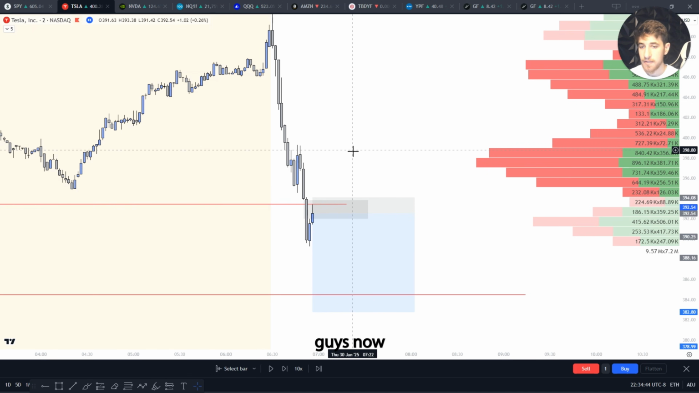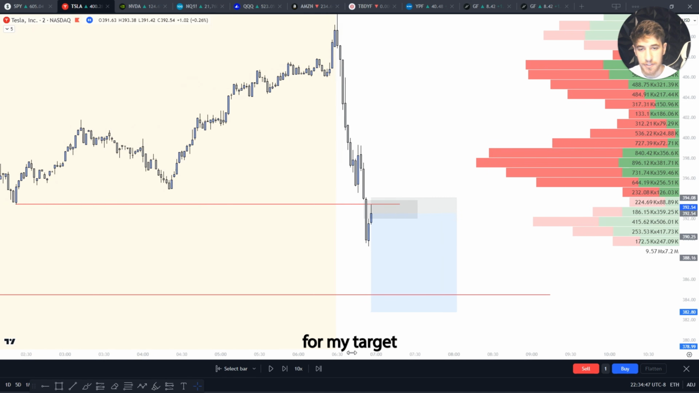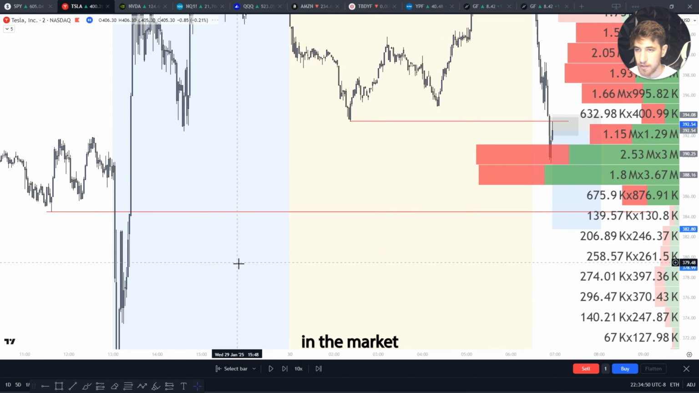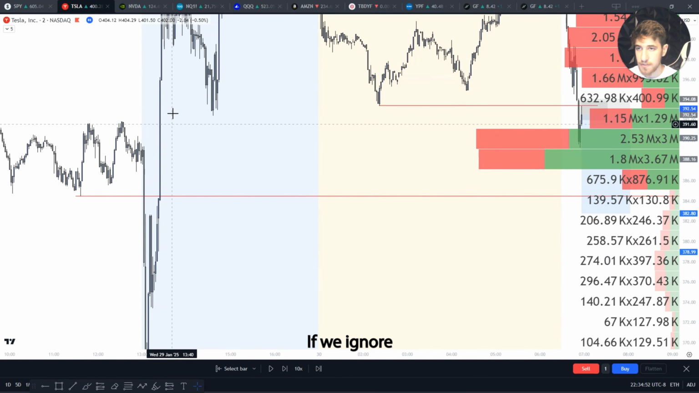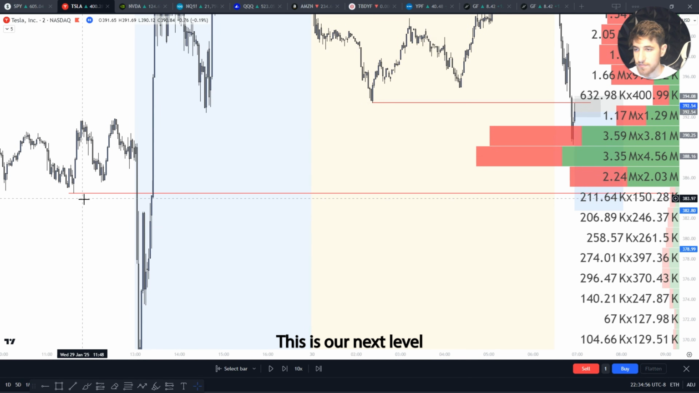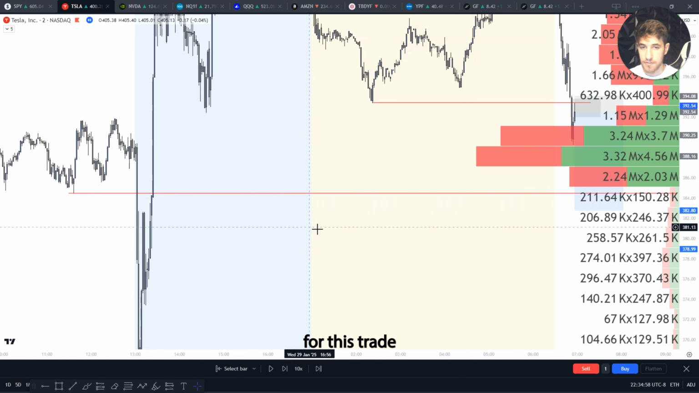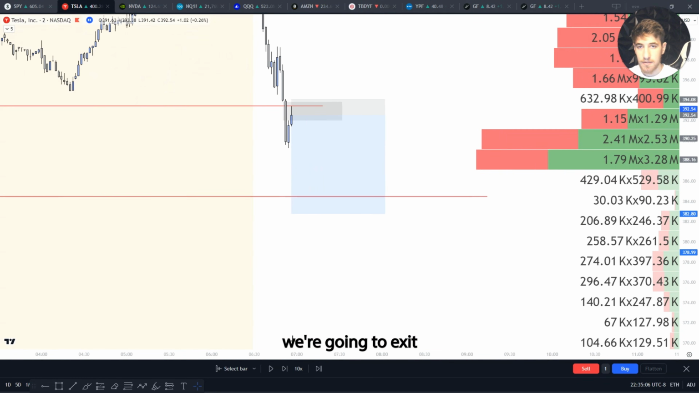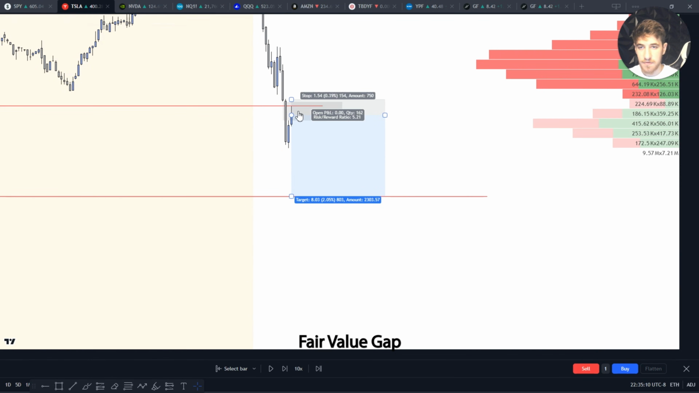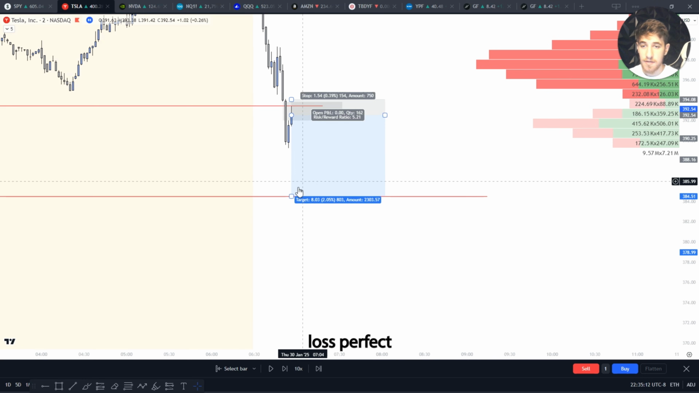All right, guys. Now, for my target, I'm going to take a look at the next key level that we have in the market, which in this case is right over here. If we ignore this little earnings wick right here, this is our next level. So this is going to be our target for this trade. That's where we're going to exit. Right here, we have everything we need. We have a perfect fair value gap, perfect stop loss, perfect break of structure, and a perfect target.